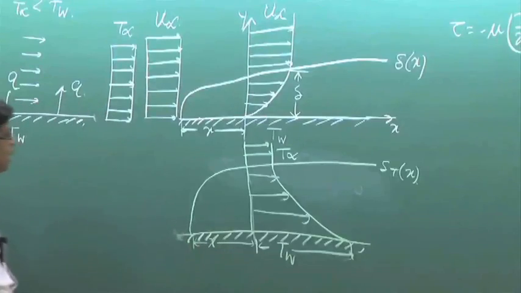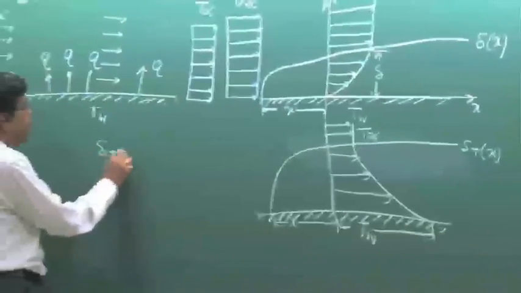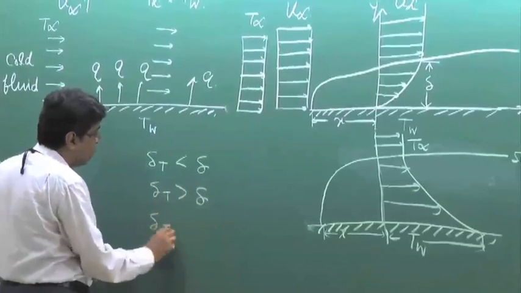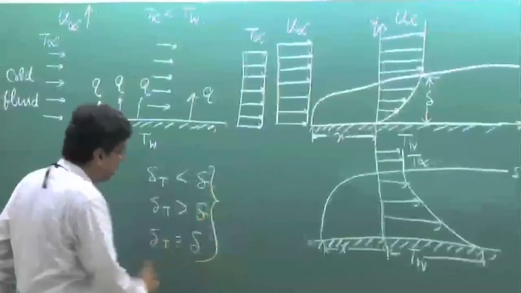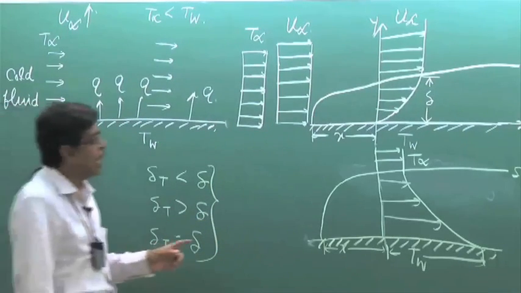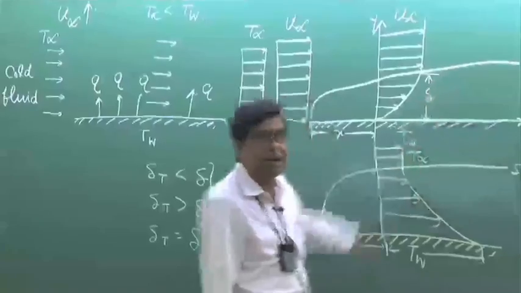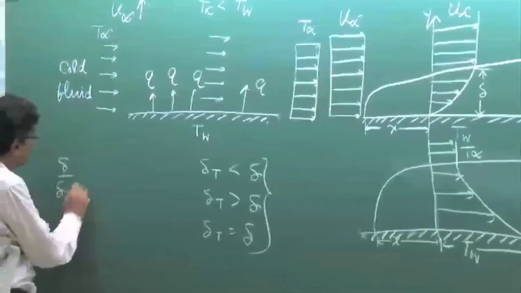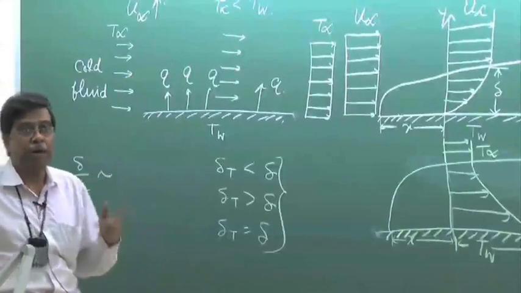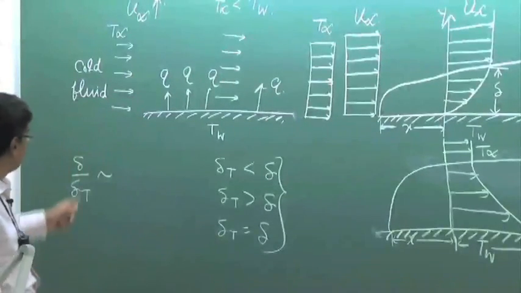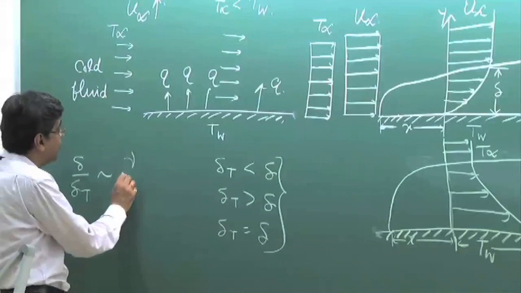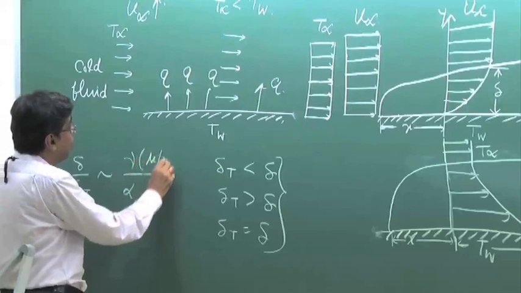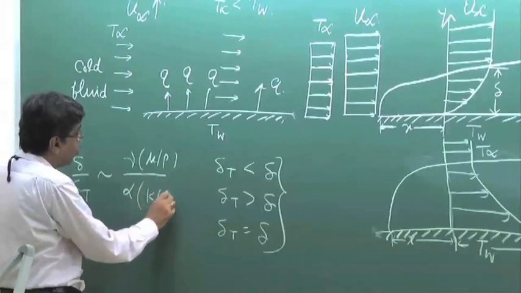Now this thermal boundary layer, delta T, may be less than delta, may be greater than delta, may be equal to delta. All cases are there. Here I have shown a case where delta T is greater than delta, and the ratio of these two, that is delta by delta T, is governed by two important properties. Just as I have explained, it is proportional to nu, the kinematic viscosity, by alpha. What is that? Nu is nothing but mu by rho, and alpha is K by rho Cp.